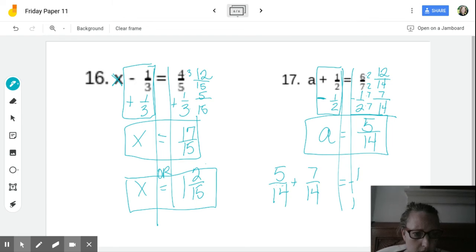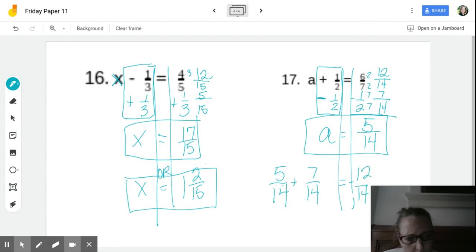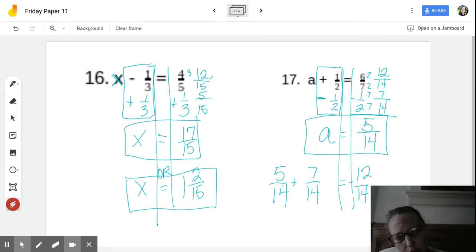7, 8, 9, 10, 11, 12, 14ths. But look, I was supposed to get 6/7. What do you notice? 6/7 is 12/14. Simplified, isn't it? If I divide by 2, I get 6/7. So I have a true statement here, so I tested it out, I checked it, and I know that A is equal to 5/14.